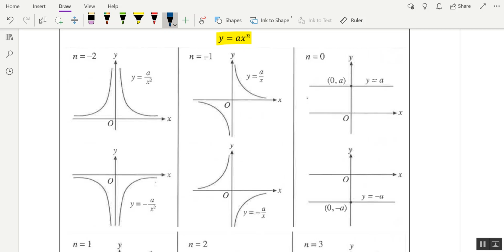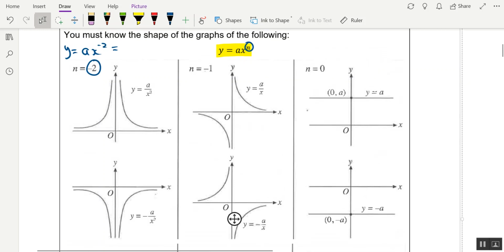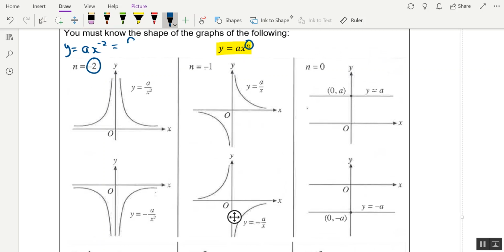So the first one, when we have n equals -2. Now why is this like that? It's because this is ax to the power n. I put -2 into your n here, so it's power -2. In indices, remember a negative power means it goes from the numerator to the denominator. So this will be a over x squared. It's not a over 2x, it's not a over square root. Negative power just means that the algebra goes from numerator to become denominator.